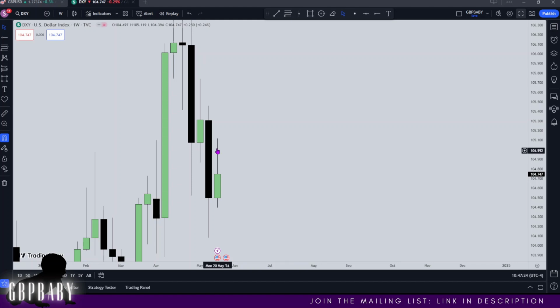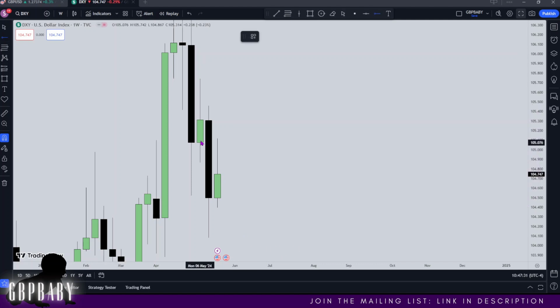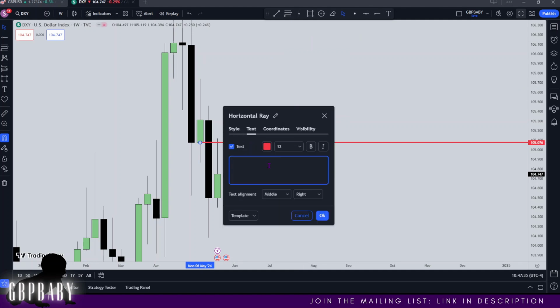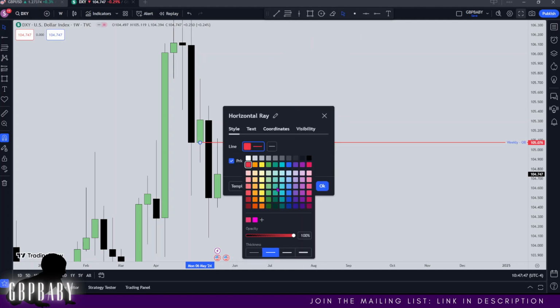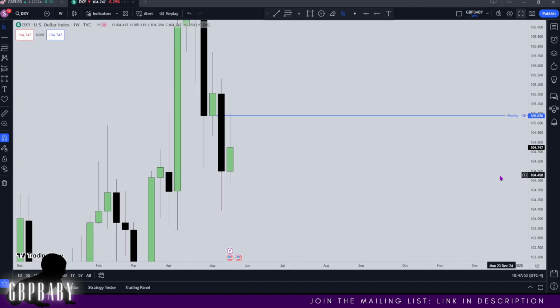The premium PD array that we traded to last week, remember we always have a premium and a discount. The premium PD array we traded to is the high, and you can see we made that inside of a bearish order block. So we can write out weekly bearish order block, and we'll make this blue. And that was our premium PD array that got traded to. Now, what was the discount PD array?